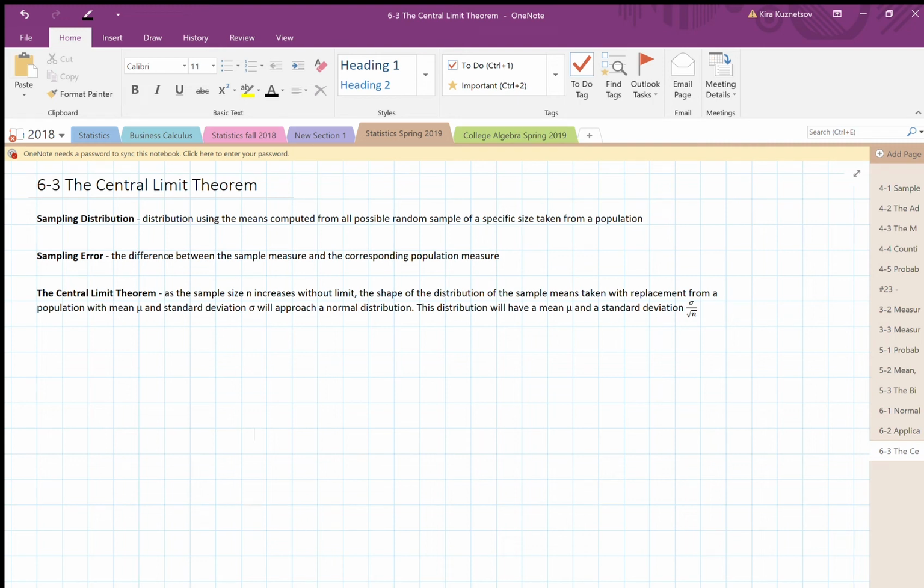This is a lecture on 6-3, the central limit theorem. Now, the central limit theorem is a very important theorem, and we do start with the definitions, but instead of writing a separate definition handout, the definitions are here in your notes. They can be found under Files on Canvas. And what we need to start with is, what is a sampling distribution?